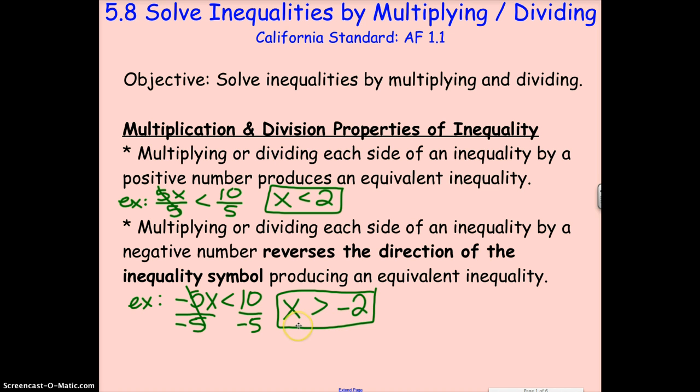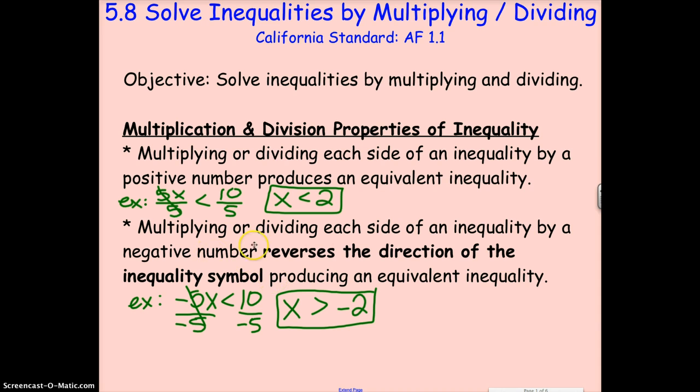And this is where the check really comes in handy, and we'll take a look at this when we get to some of our student practice and teacher examples. But if I find a number that is greater than negative 2, for example 0, negative 5 times 0 is less than 10, which is true. If I had my sign the other way, if I forgot to change my sign, I would need to pick a number that was less than negative 2, for example, negative 3. Negative 5 times negative 3 is positive 15, and positive 15 is not less than 10. So that's where you really want to be careful. So watch out for this.